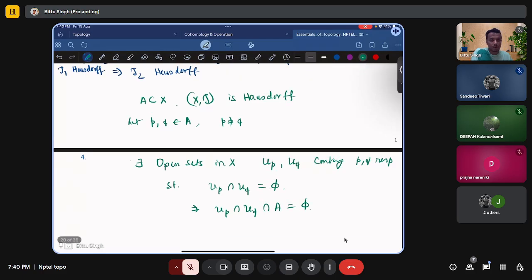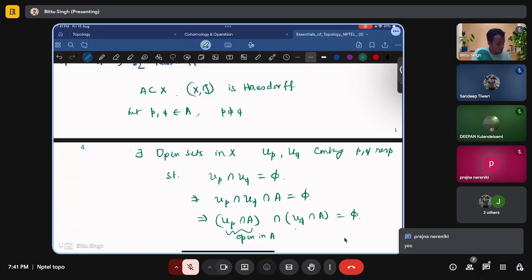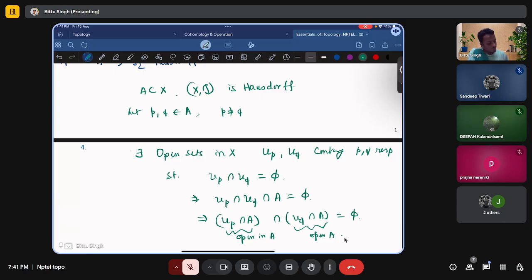Because intersection will give me something smaller. So that is the same as U_P intersection A and U_Q intersection A. Is it clear that this is open in A? By definition of relative topology or subspace topology, this is open in A. And this also contains P, Q, because P belongs to A and P also belongs to U.